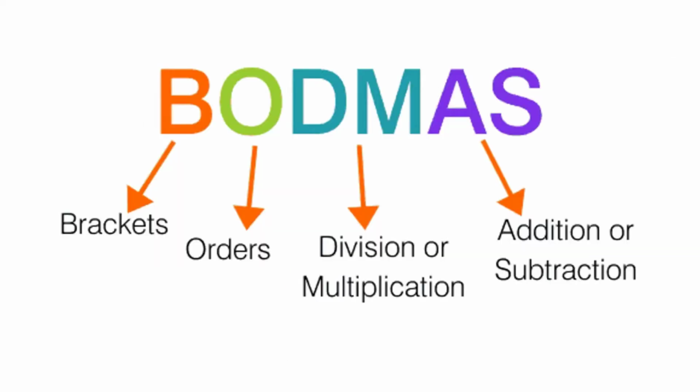In BODMAS, B stands for brackets or parentheses. O stands for orders such as square roots and roots. D stands for division, M stands for multiplication, A stands for addition, and S stands for subtraction. We will use this order of operations in all our problems.